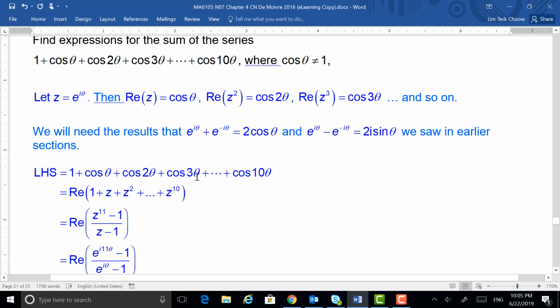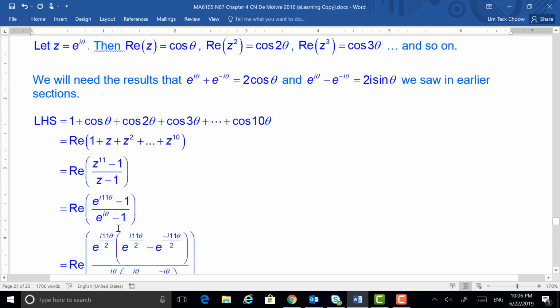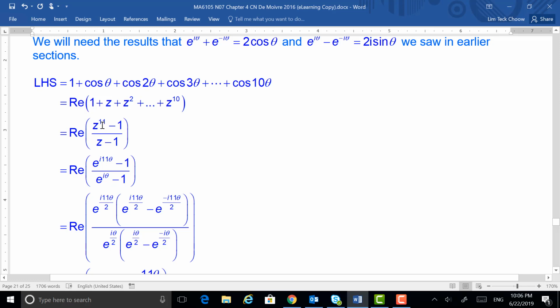So by writing this as the real part of this series, we can then apply the known result of a GP. This is definitely a GP. The first term is 1, the common ratio is z. By applying the formula for the sum of a GP, I arrive at this. Now, given that z is e^(iθ), z to the power 11 can be replaced by e^(i11θ), and e^(iθ) for the denominator. So this expression is arrived at by writing this as a GP sum and then replacing z with this. Our aim right now is to find the real part of this complex number.